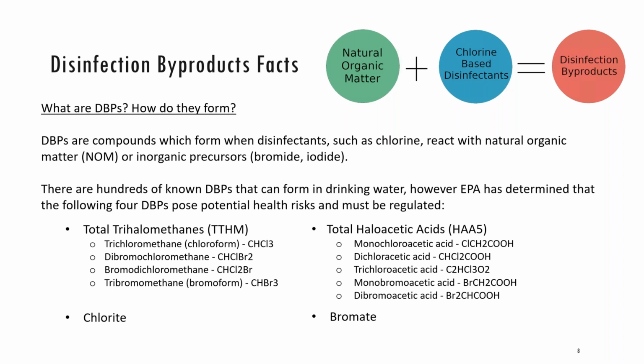These are the TTHMs, or total trihalomethanes, which is a group of 4 DBPs which form when chlorine reacts with natural organic matter or inorganic precursors. HAA5, or haloacetic acids, which is a group of 5 DBPs which form when chlorine reacts with natural organic matter or inorganic precursors. Bromate, which forms when ozone is used to disinfect water containing bromide, and chlorite, which forms when chlorine dioxide is used to treat water. Generally, TTHMs and HAA5 are the majority of the DBPs that are present in drinking water, and a lot of the studies that are conducted for DBP compliance usually focus on these 2 groups.